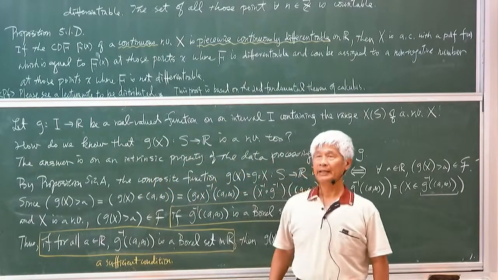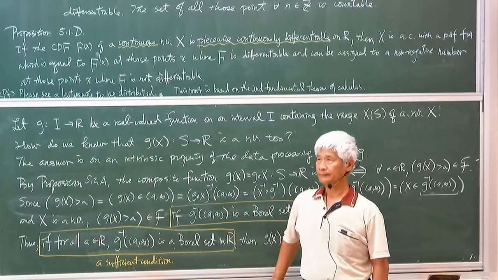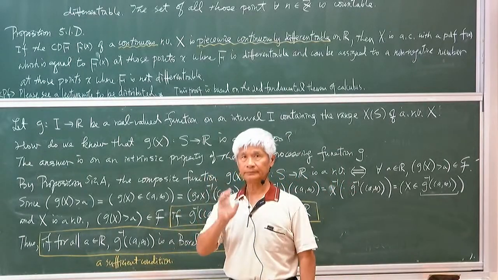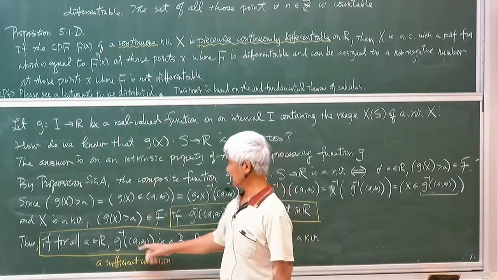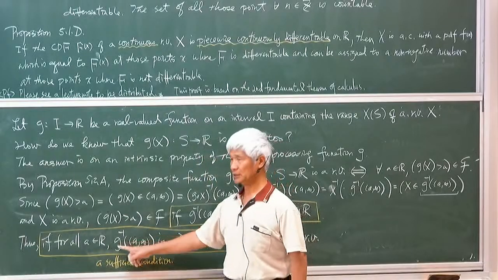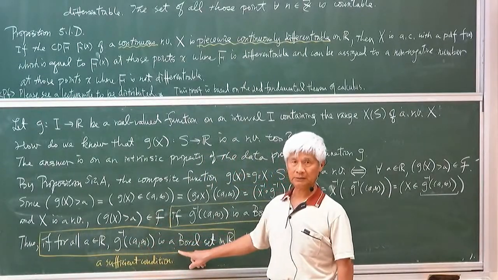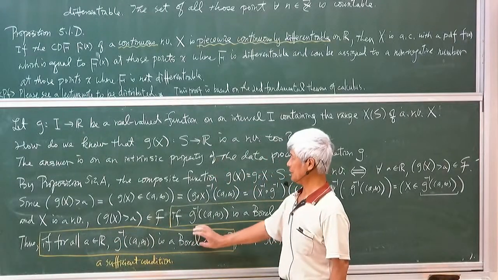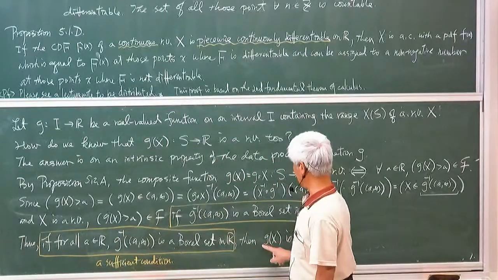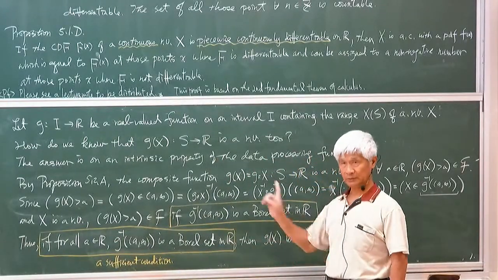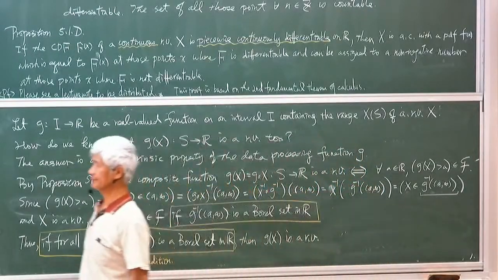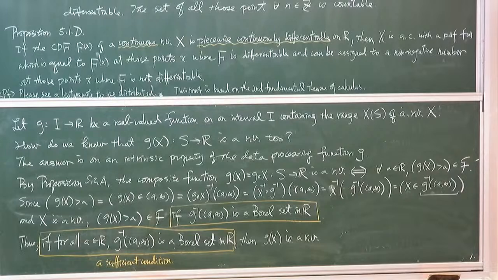Okay. So on Thursday, we will examine functions g which have this property. Because if a function g has this property, then for sure g of X must be a random variable. Any questions? If not, then I will stop here.